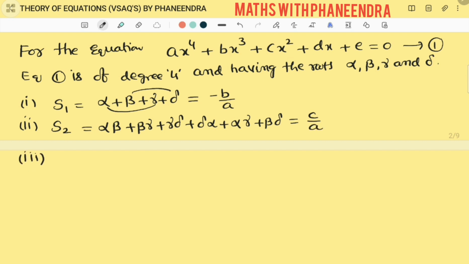Next, third one, product of the roots taken 3 at a time. So in cyclic order, S3, observe carefully: alpha beta gamma plus, next start with beta, beta gamma delta, plus, next start with gamma, gamma delta alpha. Next, start with delta: delta alpha beta. Alpha beta gamma is over. Beta gamma delta is over. Gamma delta alpha is also over. Delta alpha beta.